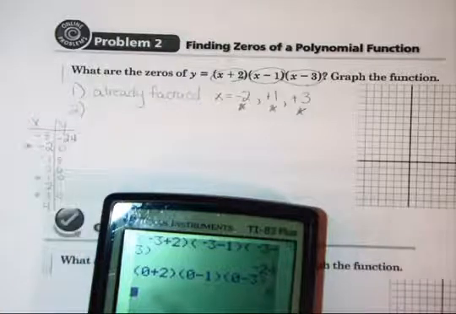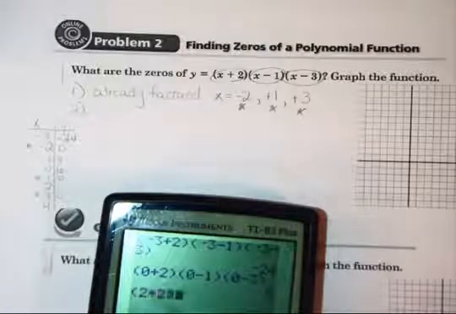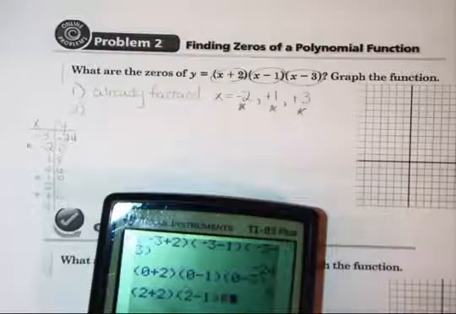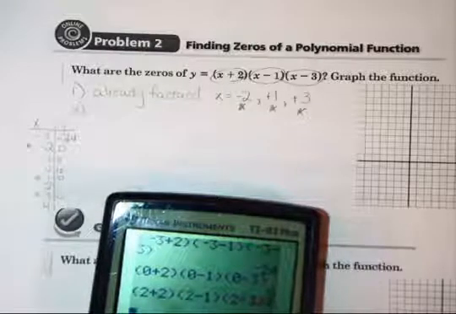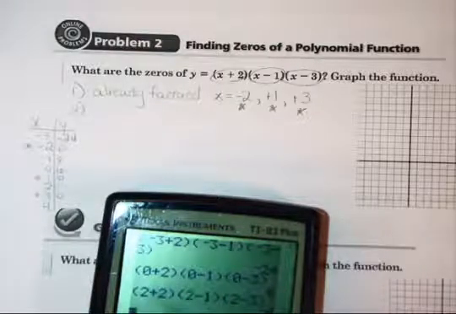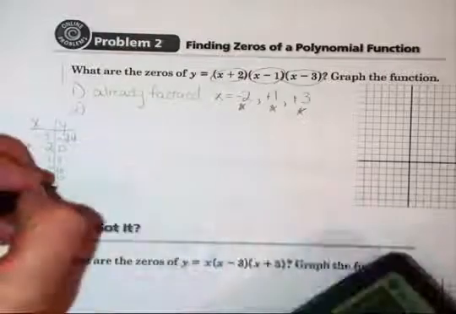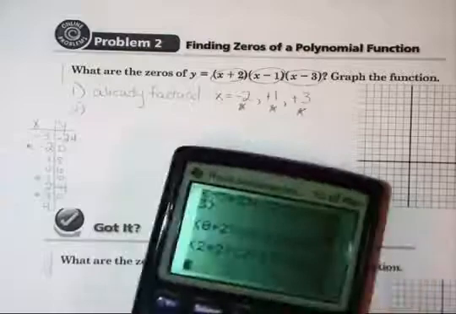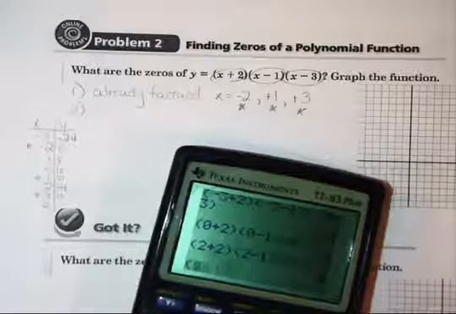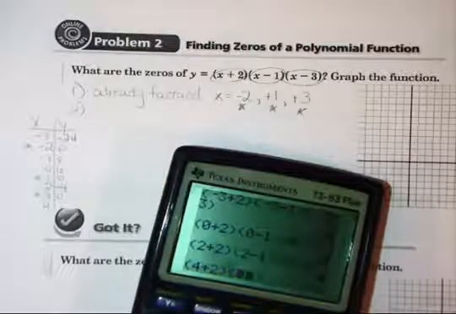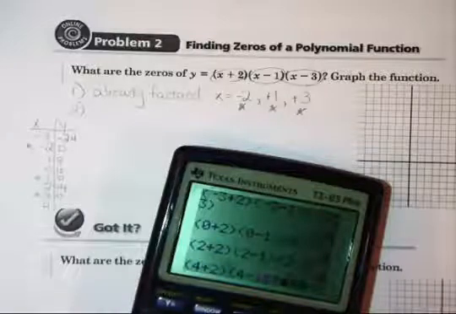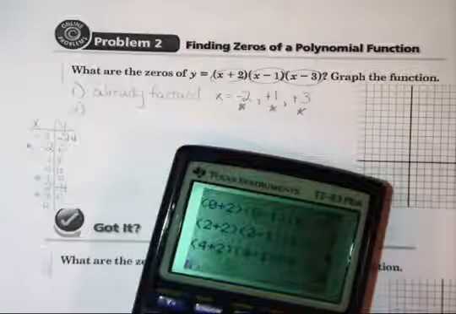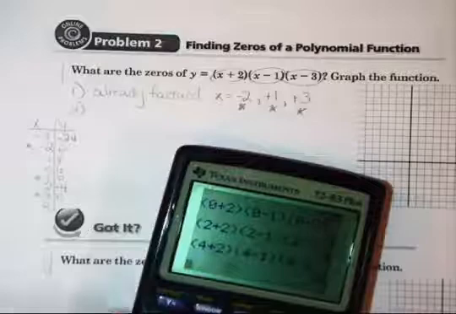Now please plug in +2. 2 plus 2 parenthesis, 2 minus 1 parenthesis, 2 minus 3 parenthesis. You get a -4. The last thing we're going to plug in is that +4 down at the bottom. Okay, we're going to do 4 plus 2, 4 minus 1, and 4 minus 3. And we get 18 when we plug in 4.